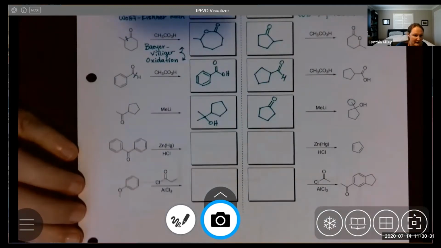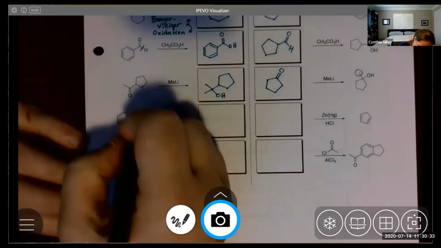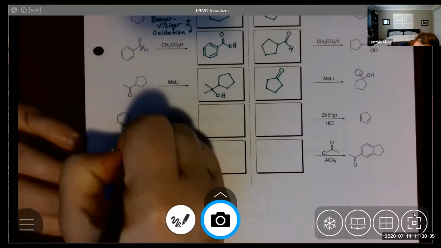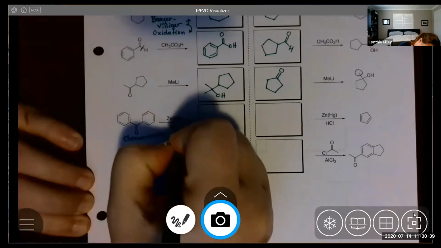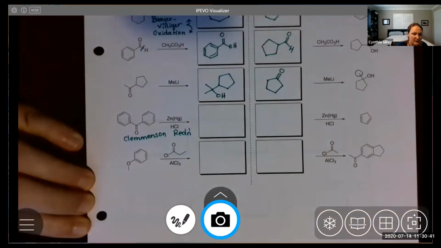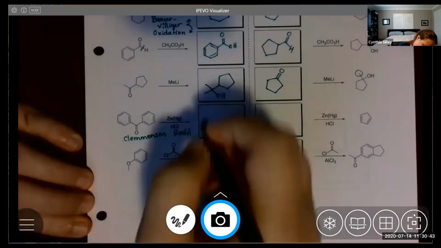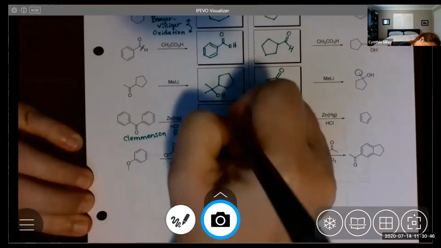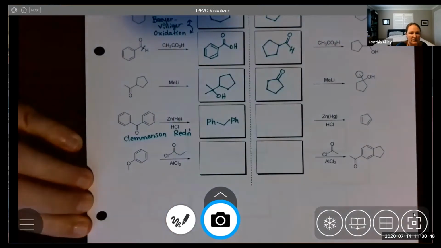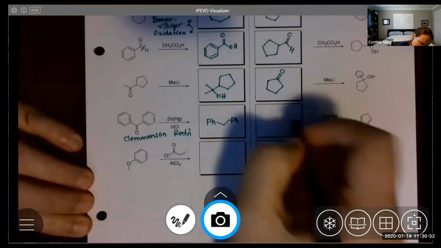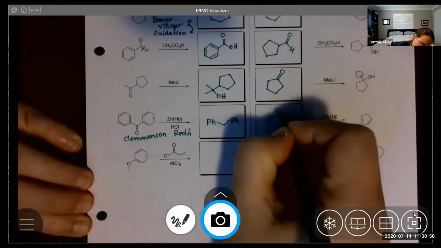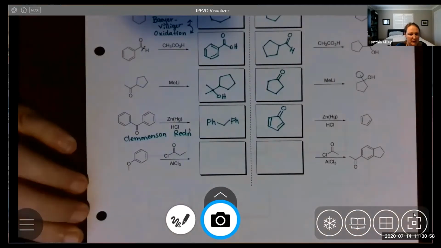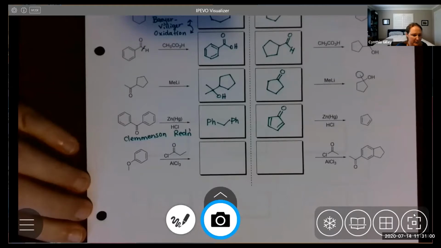Okay, so this is the Clemmensen reduction. And it reduces carbonyls all the way down to methylene, all the way down to that CH2 group. The only position to put the carbonyl, for this particular one, is here. There's only one answer possible for that one.